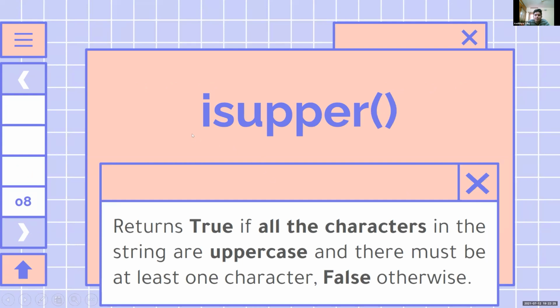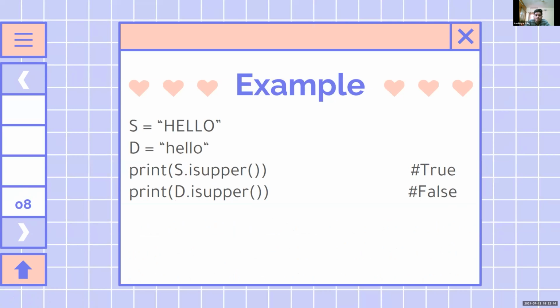The next function is isupper. It returns true if all the characters in the string are uppercase and there must be at least one character. Otherwise, the function will give the output as false. So it is used to check whether all the characters are in uppercase inside the string. So here s is equal to HELLO, where all the characters are in uppercase, and another variable d is equal to hello. Here all the characters are in lowercase.